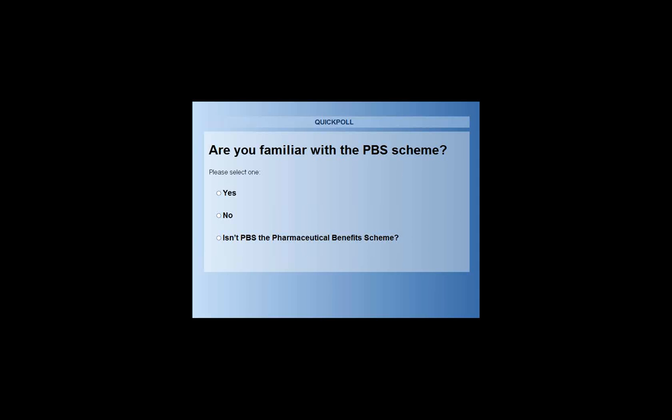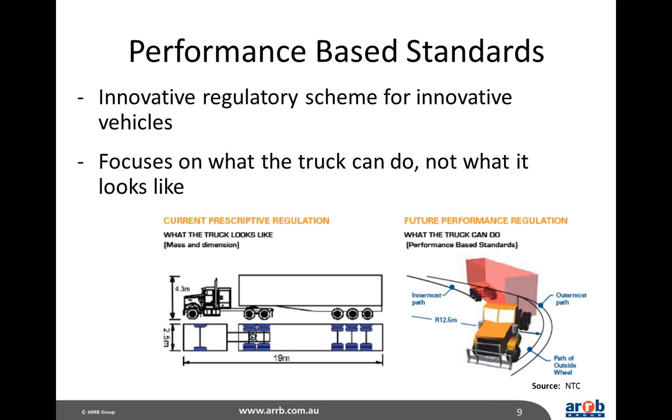So the PBS scheme is a regulatory scheme which provides for innovative vehicles, which improves productivity while not compromising on safety. The PBS scheme focuses on how the truck performs rather than what it looks like or weighs, which is the current prescriptive regulation style. ARB currently has 4 PBS assessors, including myself and Phil. There are currently about 14 assessors Australia-wide who create detailed computer-based models or do field testing on these vehicles to determine how the vehicle performs against a number of standards.